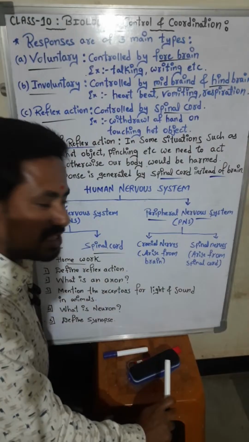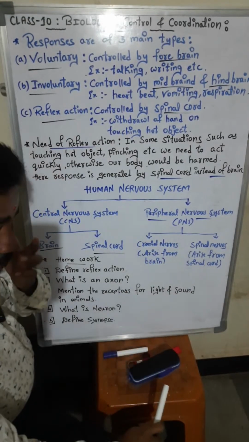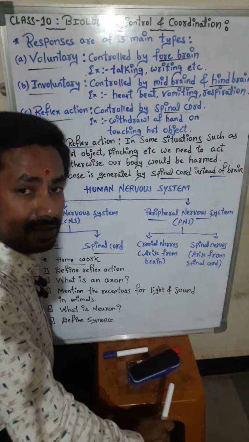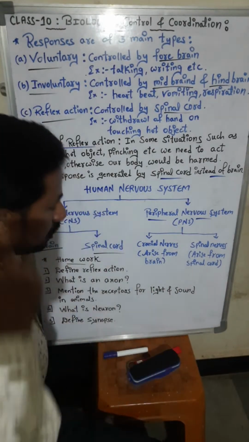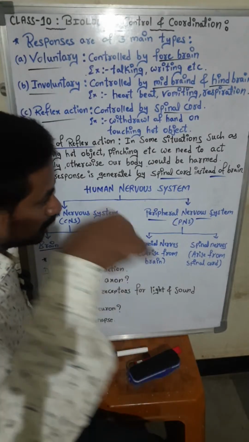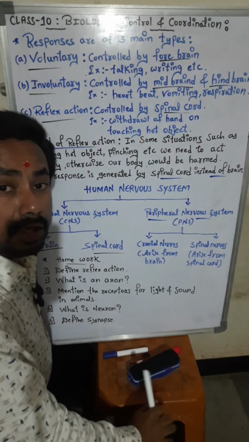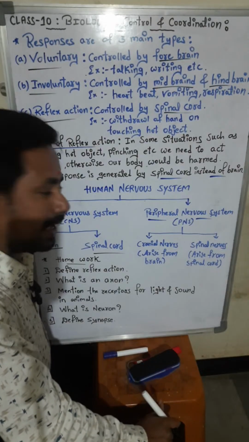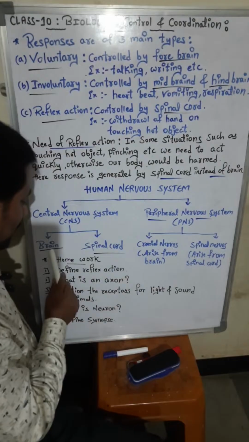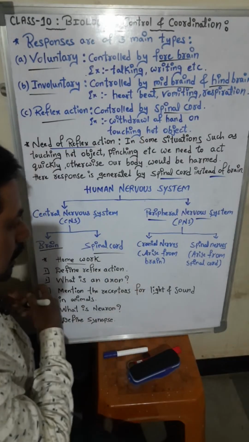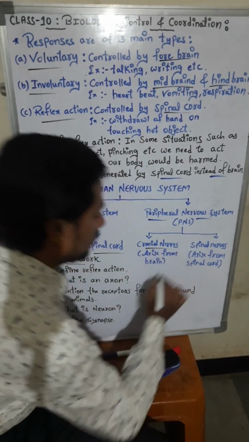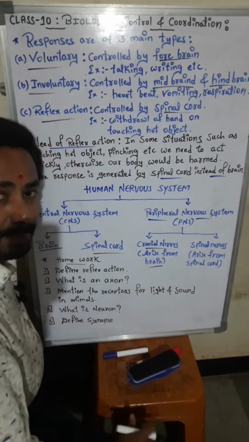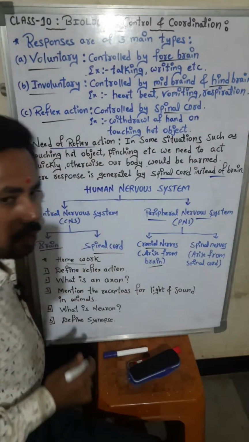In the peripheral nervous system, cranial nerves and spinal nerves will come. What do you mean by cranial nerves? From the brain, nerves will emerge, students. Nerves are everywhere in our body like wires and cables. So whatever nerves are coming from the brain are called cranial nerves, students. From where do they arise? From the brain. They are coming out from the brain.